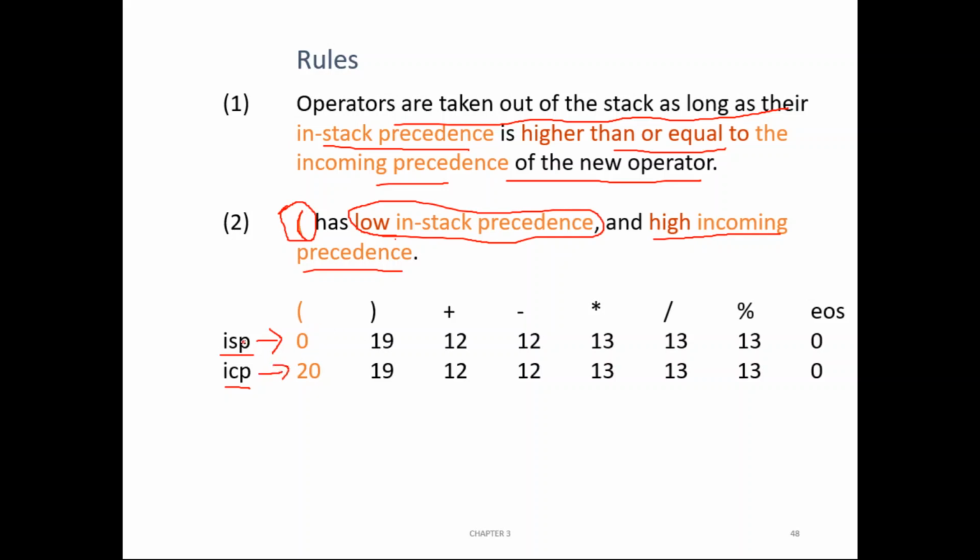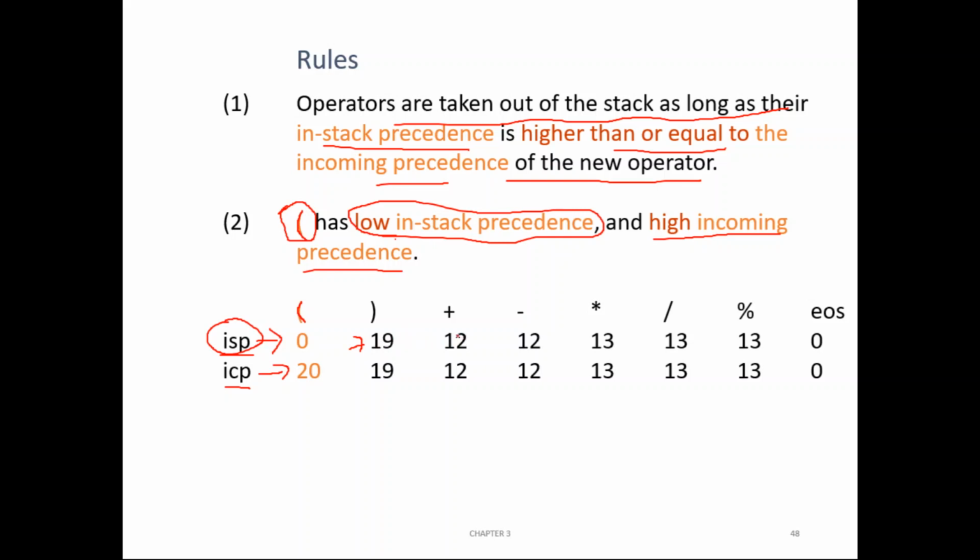As we already discussed, in stack, this open bracket will have the least precedence. So the in stack precedence of open bracket is 0. Whereas the in stack precedence of close bracket is 19. It is quite a higher value. Why? Because in the logic, whenever there is a close bracket, we have to pop everything until you reach an open bracket. So some higher number is given.